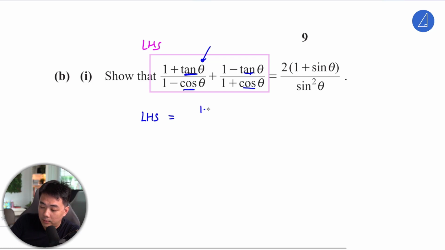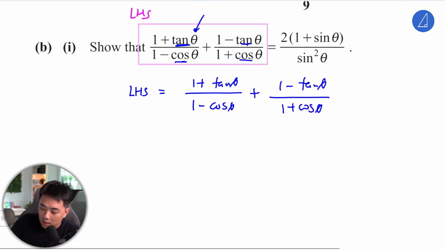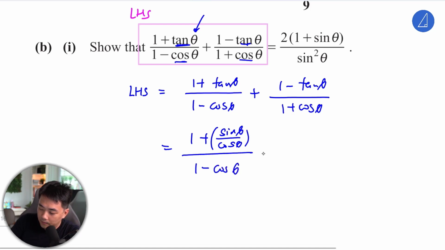So I'm going to just break the tangent apart. Tangent theta is sine theta over cosine theta, and after which 1 minus tangent theta over 1 plus tangent theta. So 1 plus tangent is 1 plus sine theta over cosine theta. Then the bottom, 1 minus tangent is 1 minus sine theta over cosine theta.